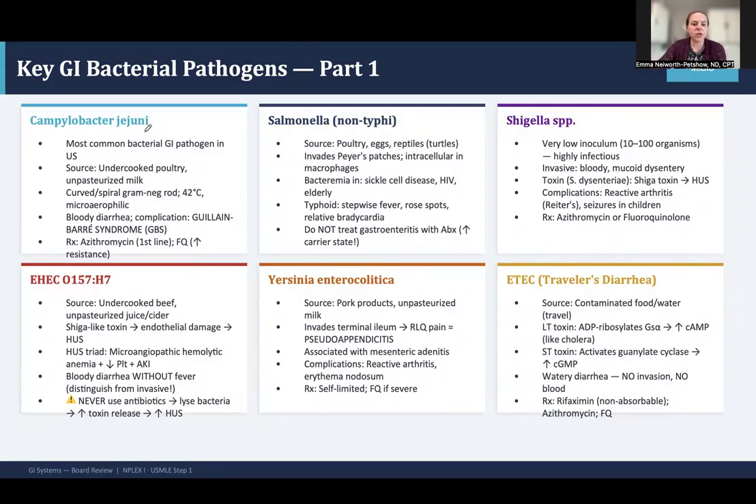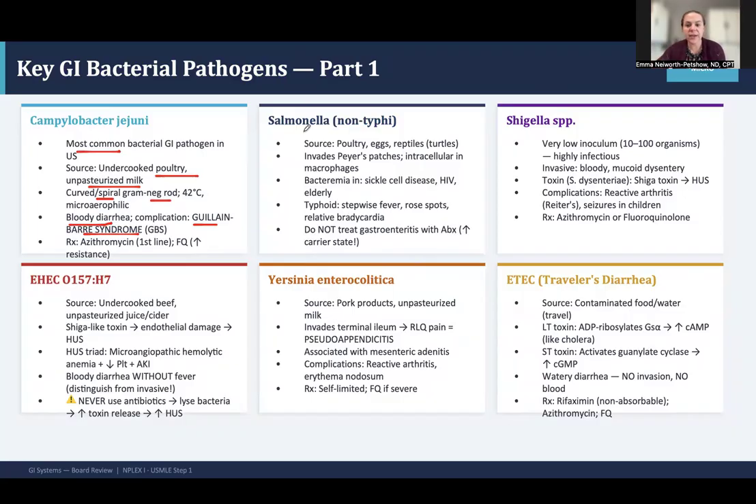So for Campylobacter jejuni, it's the most common bacterial GI pathogen in the US, associated with undercooked poultry or unpasteurized milk, and it's curved, it's spiral, it's gram negative. It likes a warmer temperature, 42 degrees Celsius, and it's microaerophilic. Bloody diarrhea is a component that you would see here, and Guillain-Barré syndrome is your complication. So that's your Campylobacter jejuni.